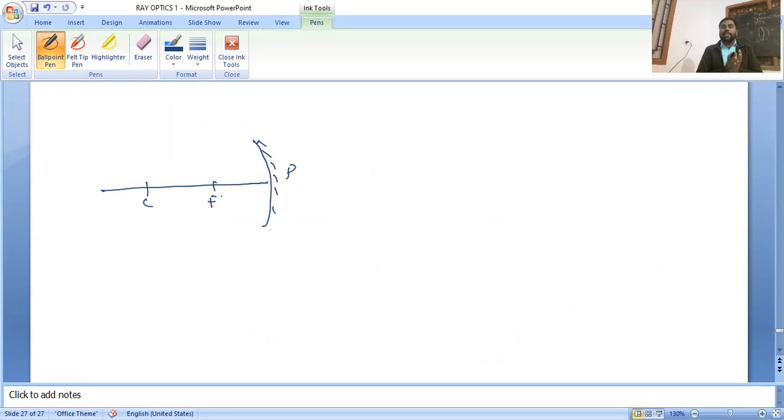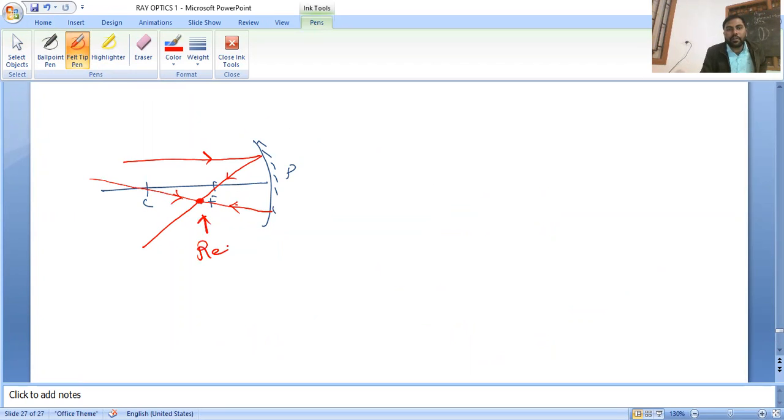When rays meet in real after reflection, suppose one ray came parallel to the axis and passes through the focus, and one ray passes through the center of curvature and bounces back in the same direction. This is the intersection point, so the image will be formed here. In this case, the rays meet in real after reflection, so a real image is formed.